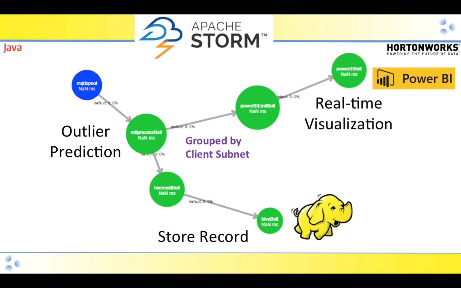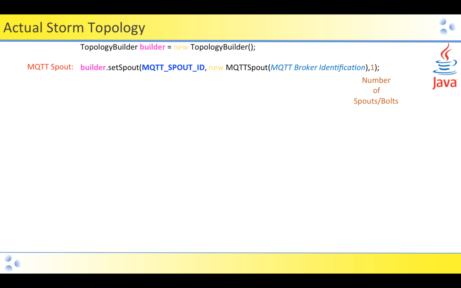The actual Apache Storm topology has a few more pieces to it because I am transforming the data from one form to another as I'm shifting it to Power BI and to Hadoop via the Hive bolt. So there's a little bit of translation of the data coming in from the spout and then heading back out to the different clients. The topology in terms of Java pseudocode is straightforward to build.